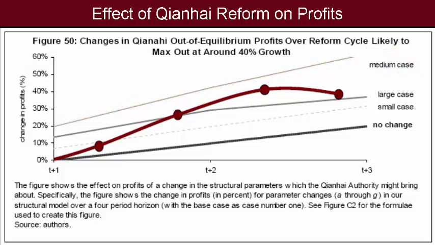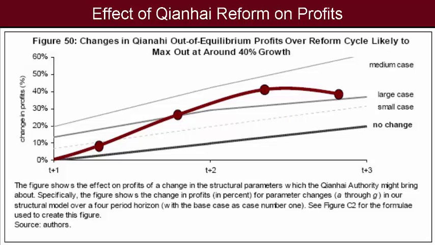The infographic we see in front of us shows the change in Qianhai companies' expected out-of-equilibrium profits for various levels of regulatory reform. Indeed, if Qianhai proceeds as it's currently designed, we would expect to see an increase in profits. Yet even for small levels of reform, we would expect to see a very large jump in the profitability of these innovative and logistics companies.